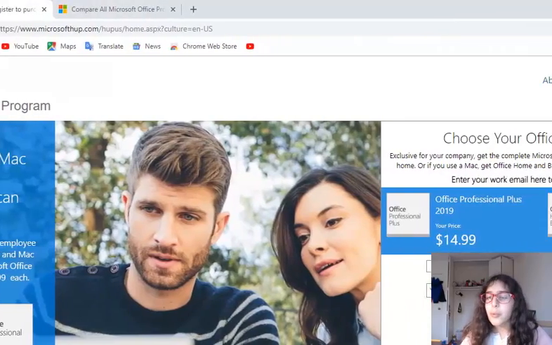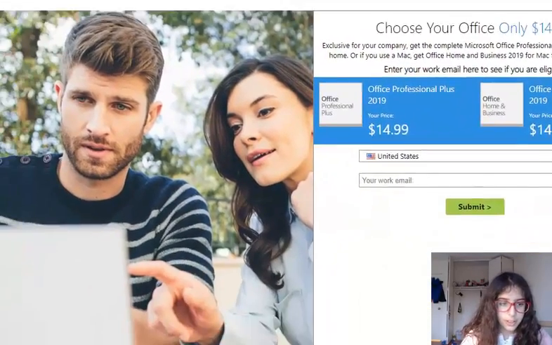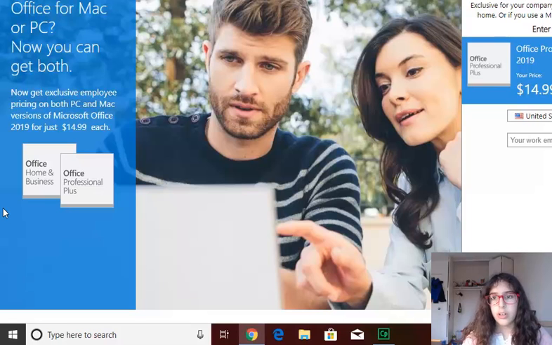So I just bought PowerPoint and all the other things like Excel, Word, Access, Publisher, and a bunch of other stuff.